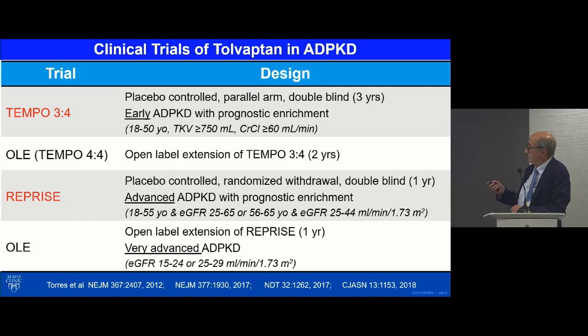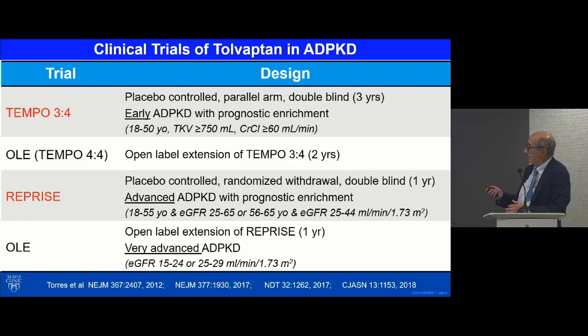It was very important in the TEMPO 3-4 to use a prognostic enrichment strategy, which included relatively young patients, age 18 to 50, with still reasonable GFR, a creatinine clearance above 60, but rapidly progressive disease, defined by a total kidney volume of over 750 mLs.